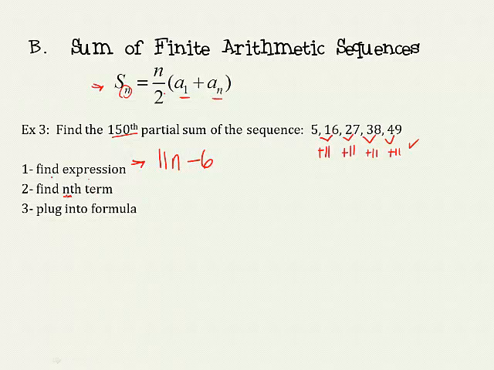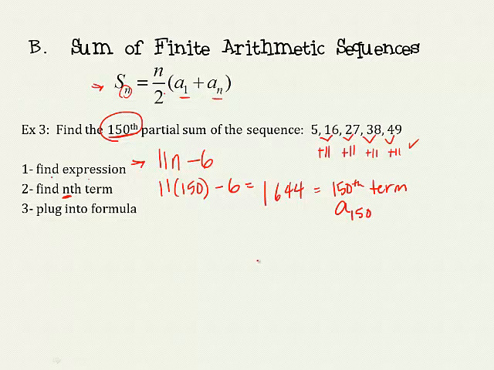Now I need to find the nth term. Well, n is 150. So I need to do 11 times 150 and then subtract 6. So I use my calculator. And I get 1644. That is my 150th term. Or a sub 150.